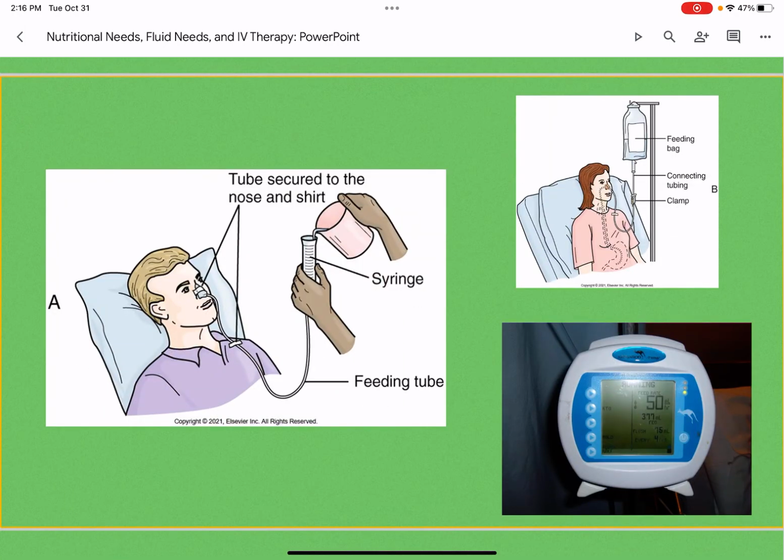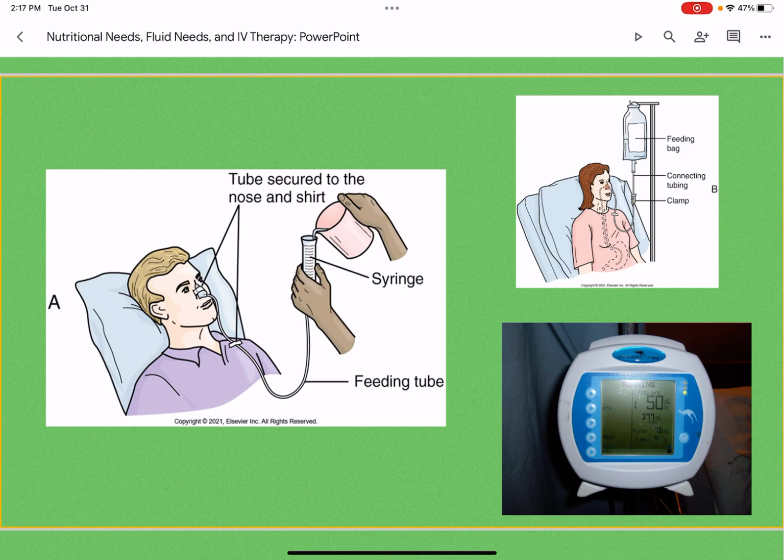So this picture on the left, A, shows syringe feedings. The formula is poured into the syringe attached to the feeding tube, and the height of the syringe controls how fast the formula flows. Picture B shows formula feeding. So you can see the formula feeding bag with tubing that connects the bag to the feeding tube. The bag hangs on an IV pole, and a clamp on the tubing and the height of the bag control how fast the formula flows.